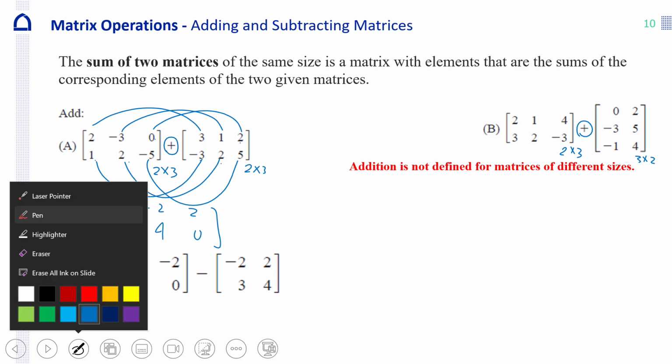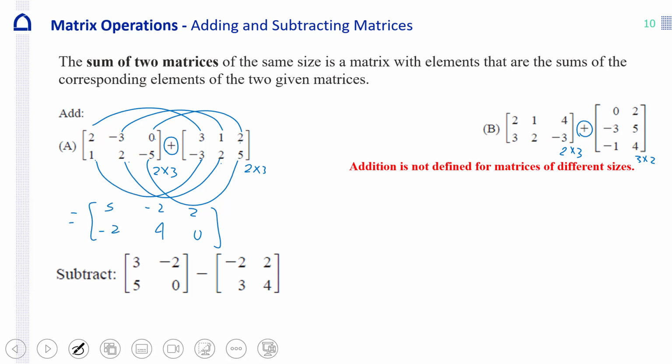Let's go for subtracting this one. This is 2 by 2, which is a square matrix. The number of rows equals the number of columns. So we can subtract as we have done in the addition. We start from the left side. So 3 minus minus 2 will be 3 plus 2, which is 5. Minus 2 minus 2 is minus 4. 5 minus 3 is 2. 0 minus 4 is minus 4.